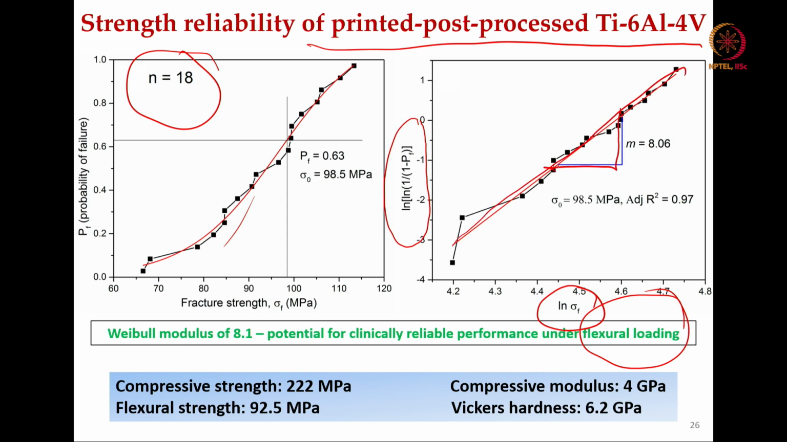The slope of this linear variation will give you the Weibull constant, 8.06, 8.1, and then sigma naught, this is a characteristic strength value, you get around 98.5 megapascal. So, just to show you, this kind of material has a Weibull modulus of 8.1, which is very close to that of many brittle ceramics, because many of the brittle ceramics like alumina, their Weibull modulus is very low.